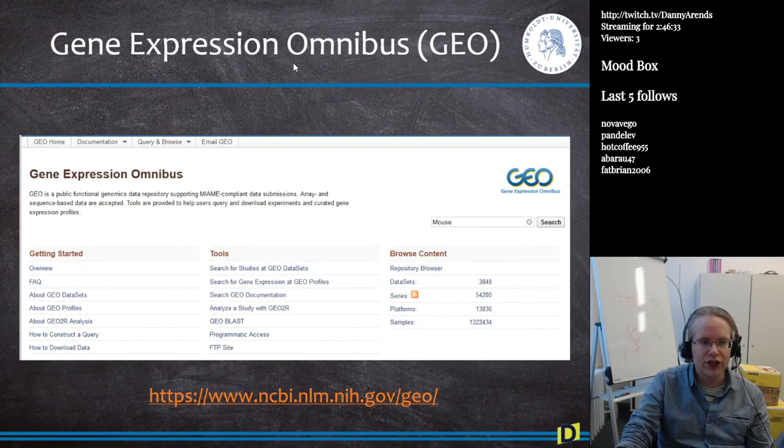So this is how GEO looks. You just have the website, so we can go to the website, click around a little bit. You can browse by data set, by series, by platforms, and by samples. Platforms are different types of microarrays. Here you can see that there's almost 1.3 million microarrays in there. So samples that have been done on microarrays.